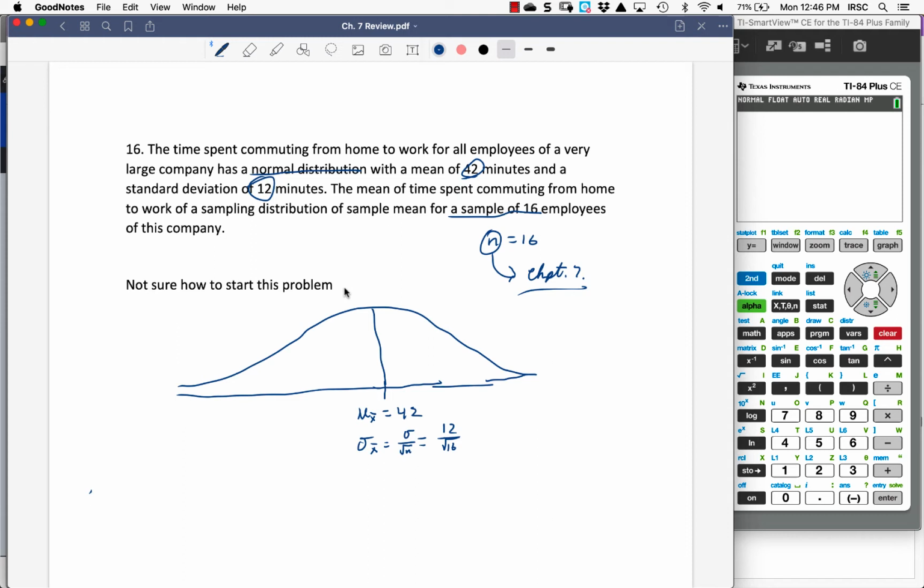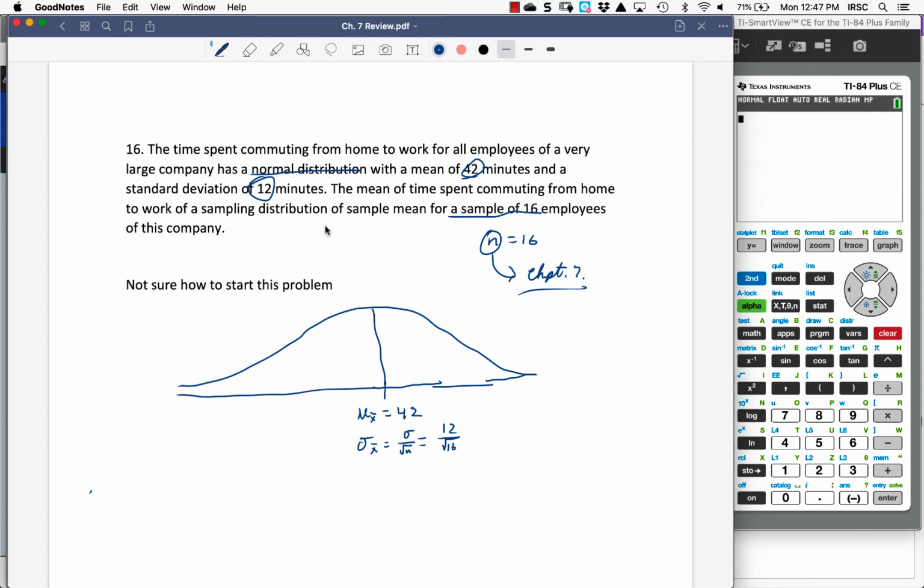All right, so the mean of time spent commuting from home to work of a sample distribution of a sample mean for, wait a minute, there's more to this. I don't see the instructions. Without instructions, I don't know what to do. I'll have to go look at this. Maybe this might be a bad problem because there's no indication that we're to do anything.